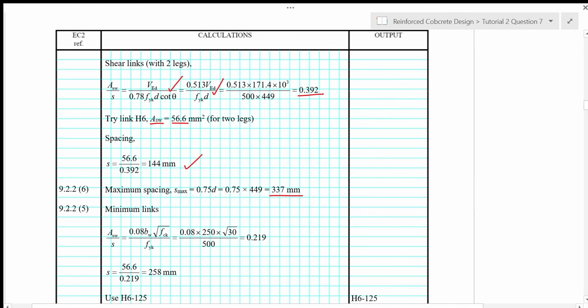And then based on section 9.2.2 in bracket 5, minimum links is given by this expression here, and we get 0.392 219. So this one we get spacing of 258 mm. So based on these three spacing here, we use links of H6 at spacing of 125.